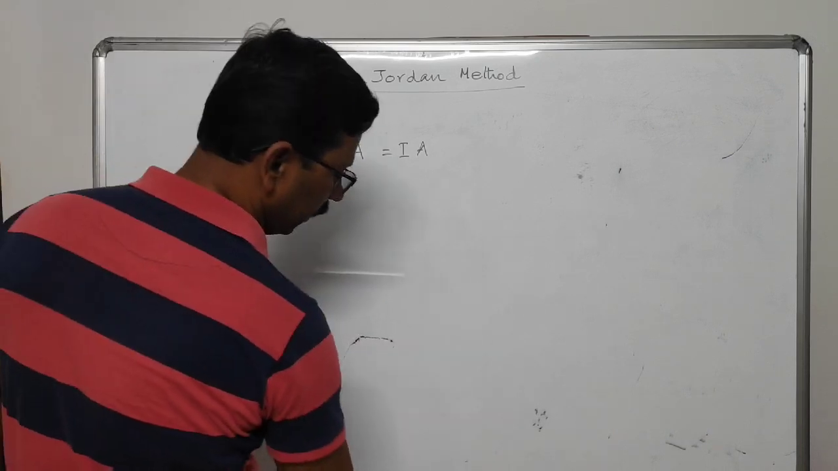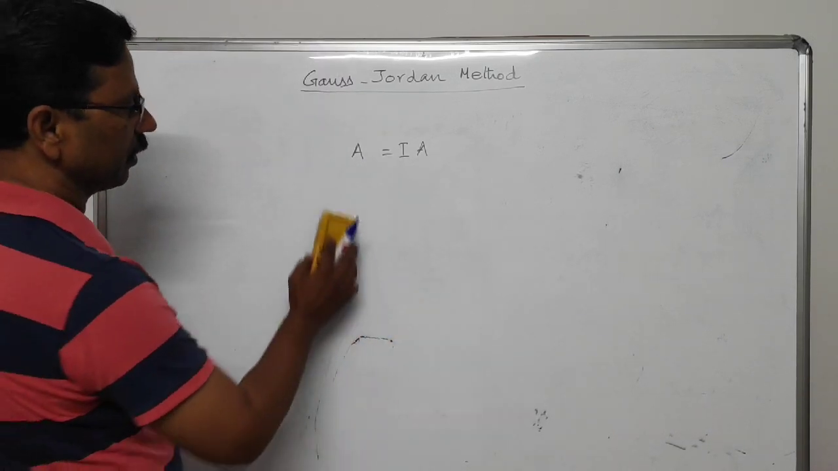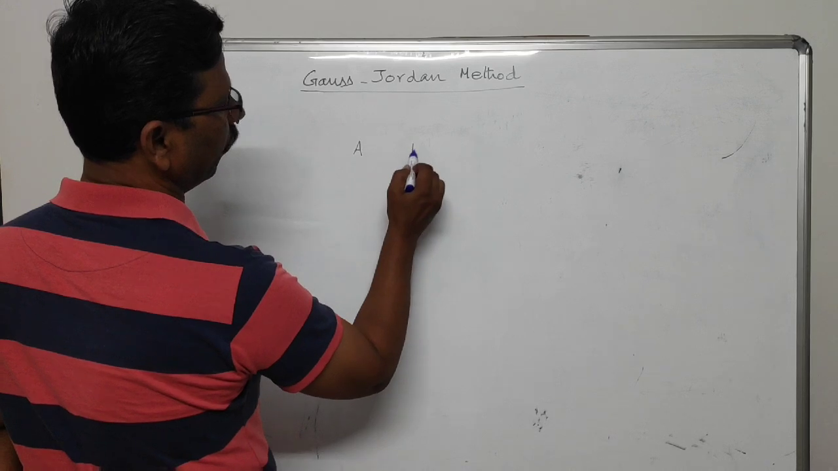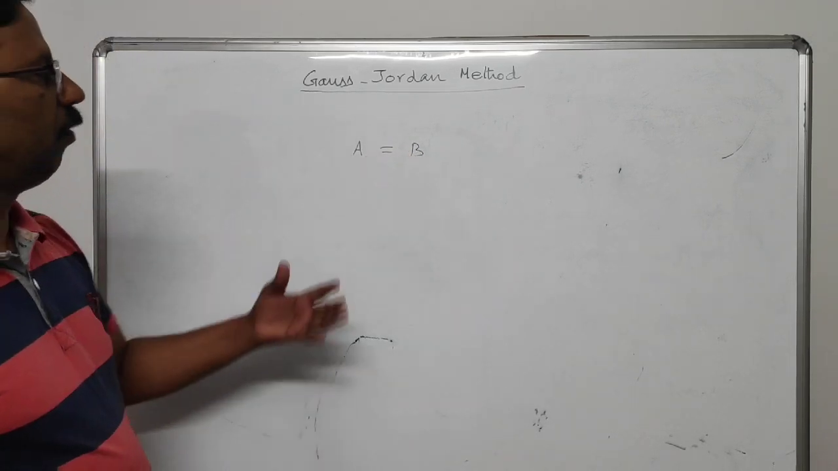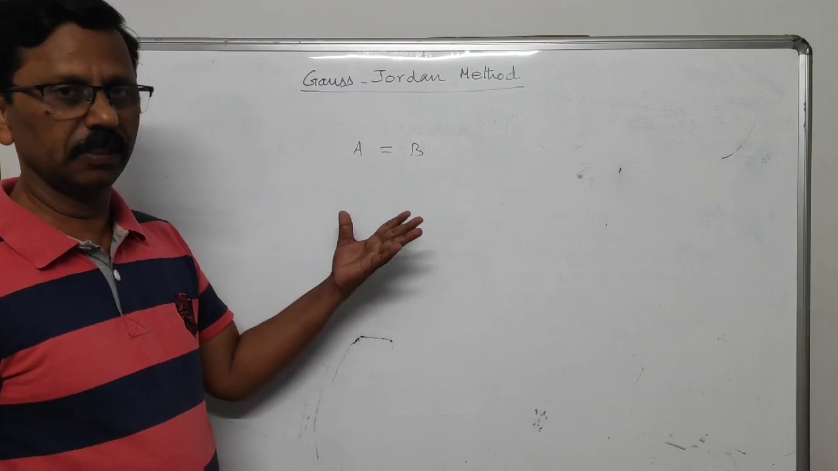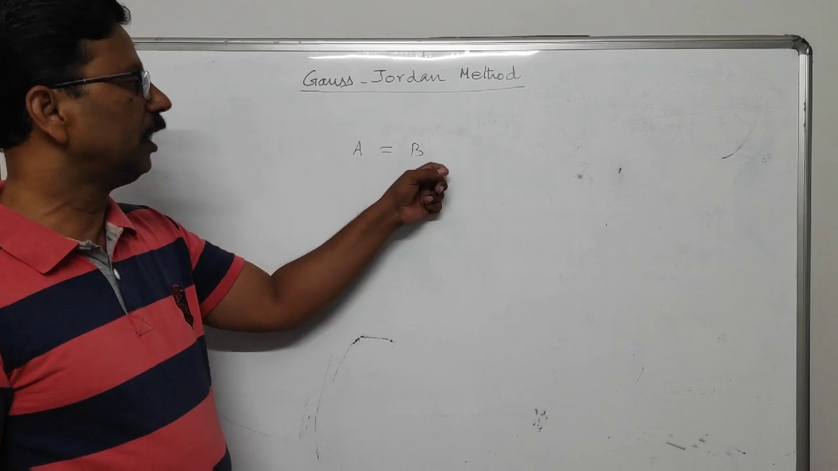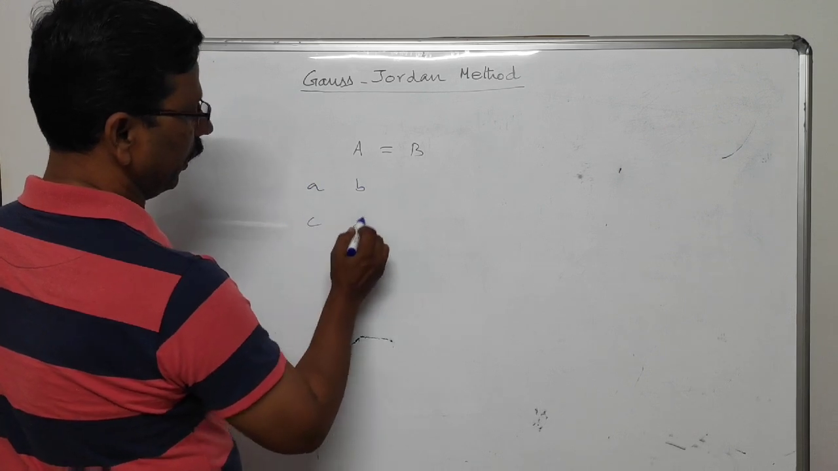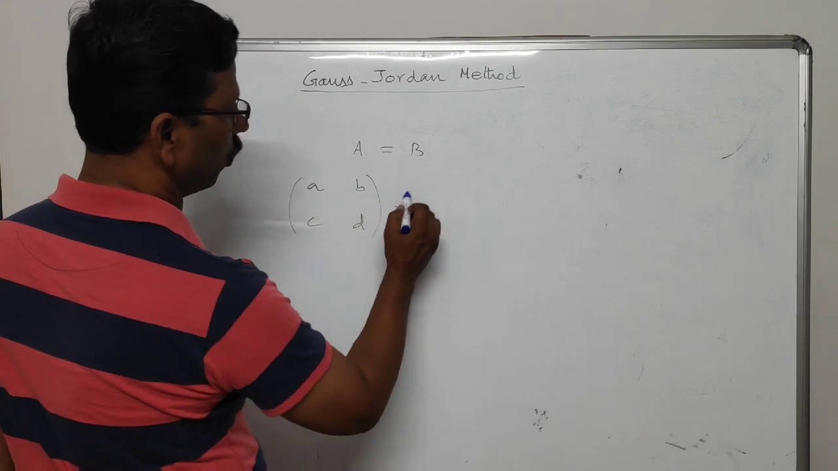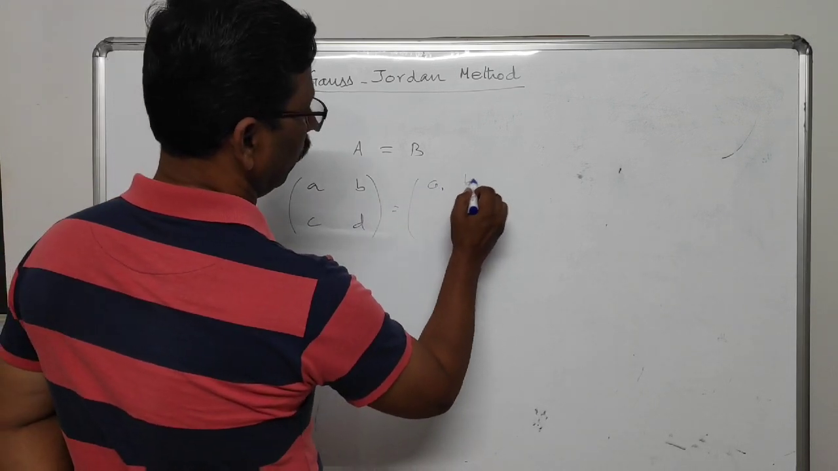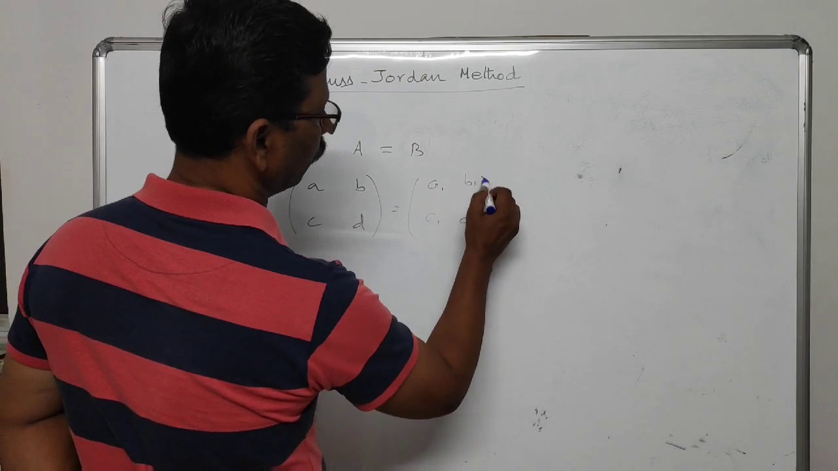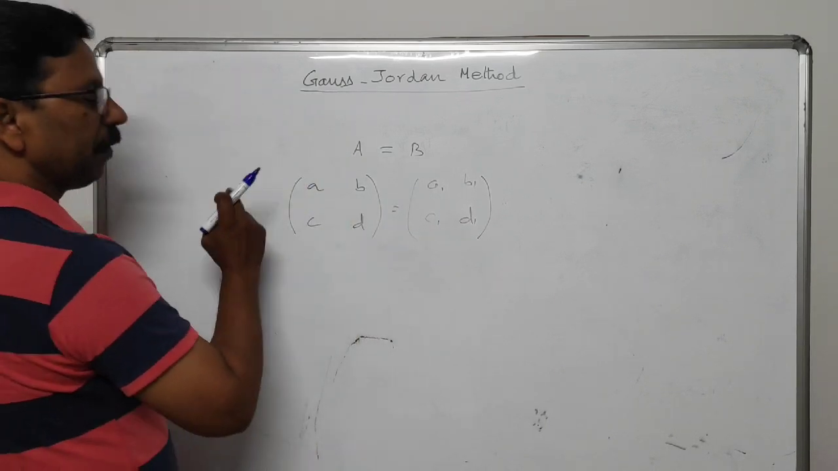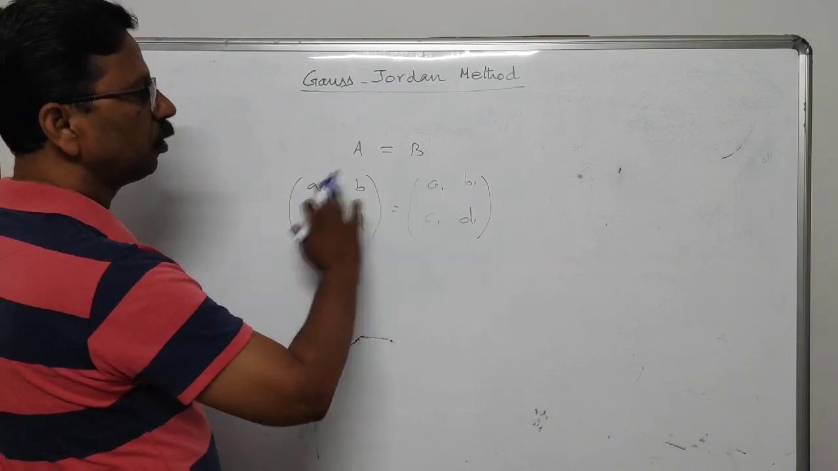Before that, let us recall the elementary row transformations. If you consider two matrices A and B, and these two matrices are equal, then if you want to perform an elementary row operation, you can perform it on both matrices simultaneously. For example, take A as the matrix with entries a, b, c, d, and B as the matrix with entries a1, b1, c1, d1. If these two matrices are equal, we can perform the row elementary operation on both matrices simultaneously.